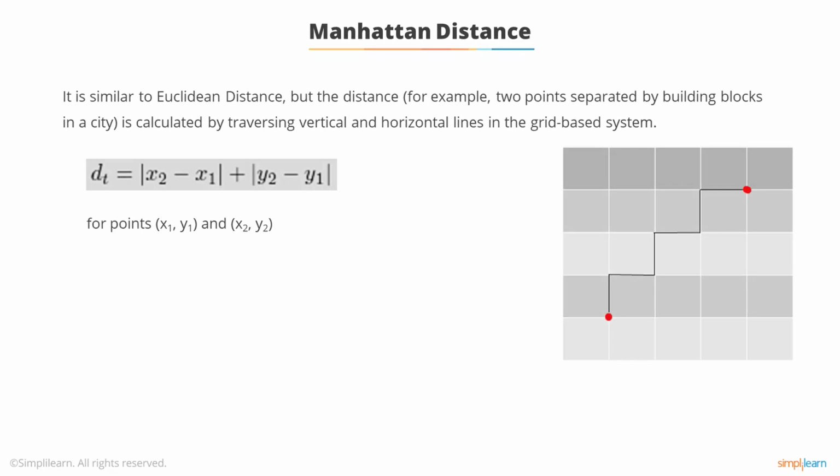Manhattan distance is similar to Euclidean distance, but the distance here between 2 points is kind of like being separated by building blocks in a city. You can't go through a building at a diagonal axis. So it's calculated by traversing vertical and horizontal lines in the grid-based system. And that distance is calculated by the absolute value of x2 minus x1 plus y2 minus y1 for the points x1, y1, and x2, y2.